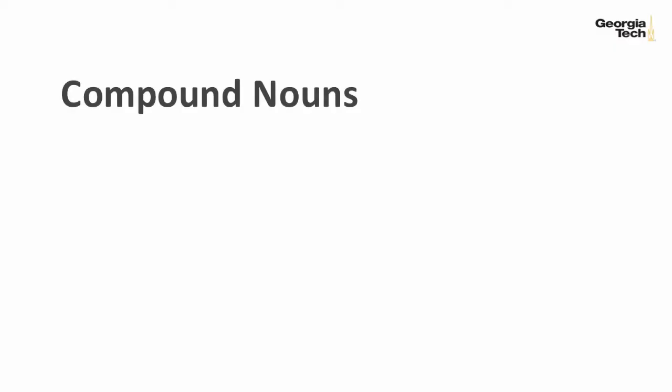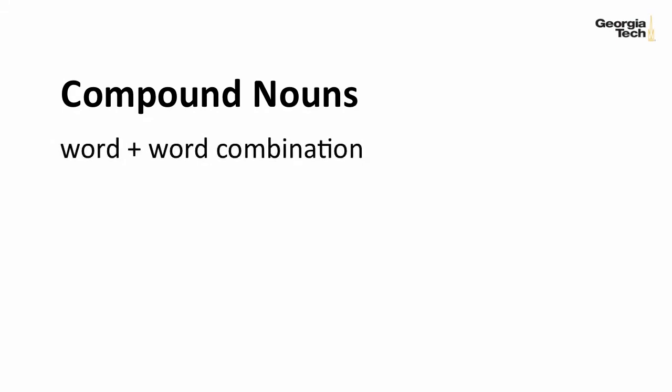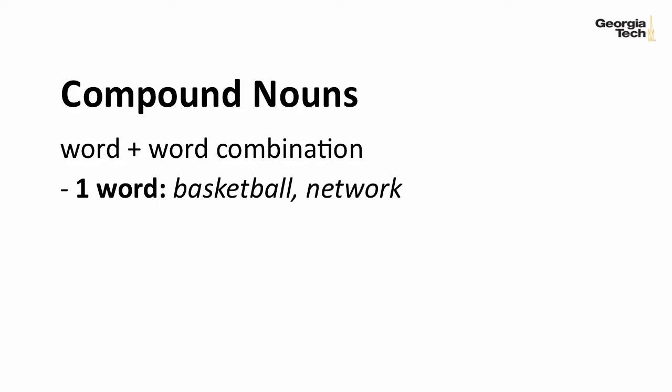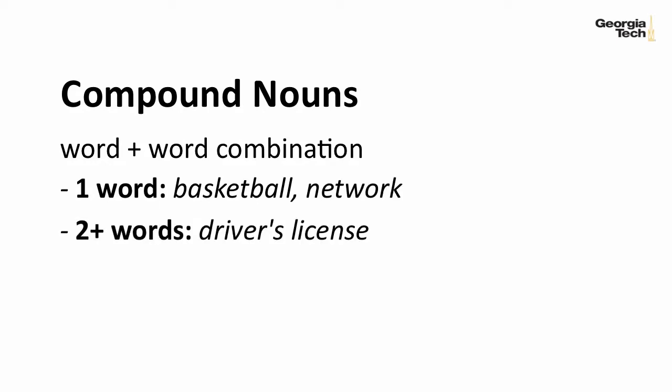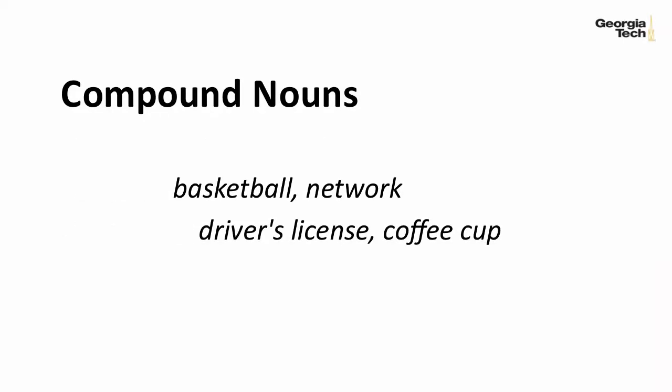First, regular compound nouns. A compound noun is a combination of two words. Some are just one word with two parts, like basketball or network. Others are two or more separate words, like driver's license or coffee cup. Listen while I say these compounds again. Basketball, coffee cup, driver's license, and network. Where did I put the stress? Yes, on the first word of each compound noun.